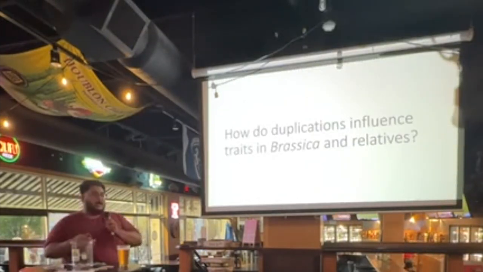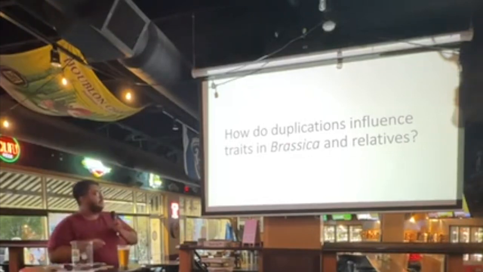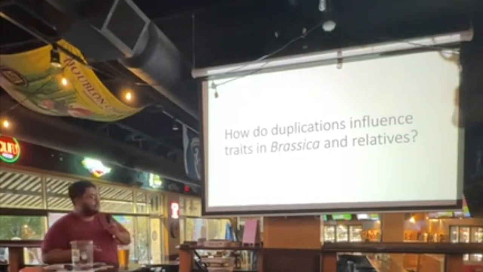That's all cool, right? Nerds like me that are interested in how genomes have evolved think that's really cool. But how do these duplications influence traits in brassicas and other relatives?